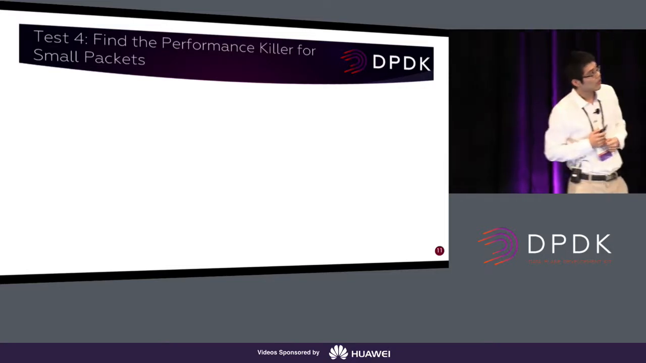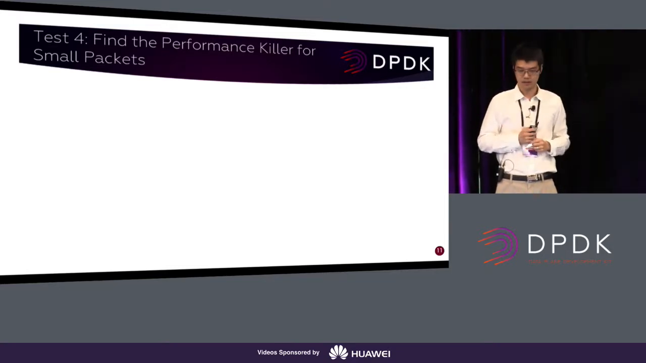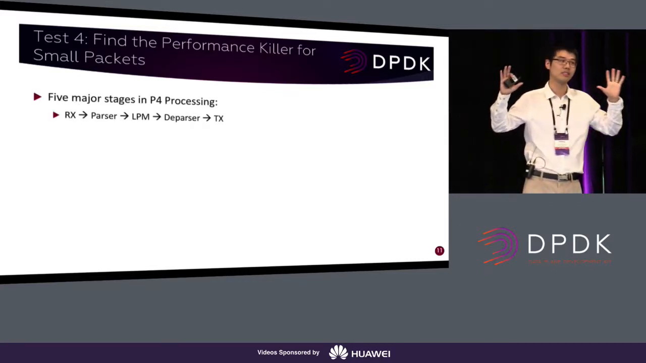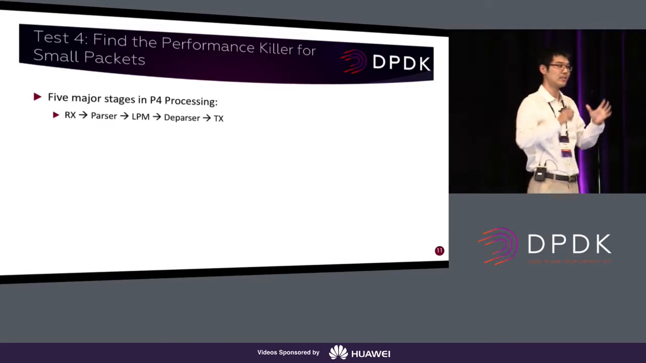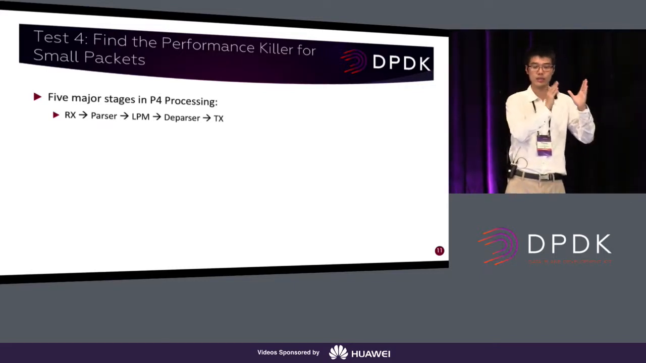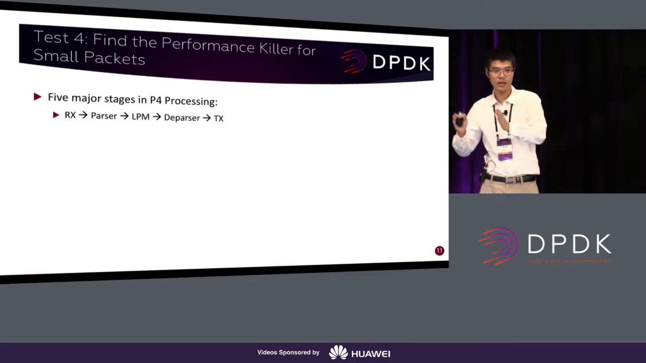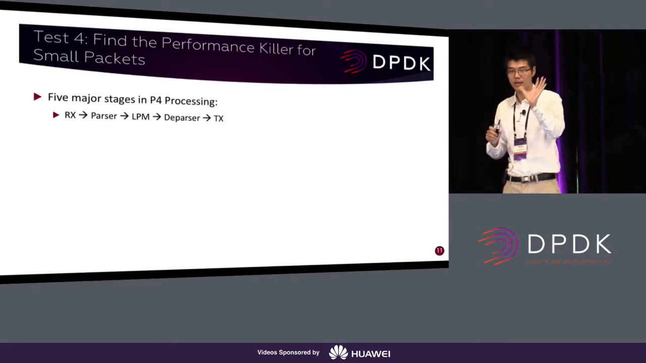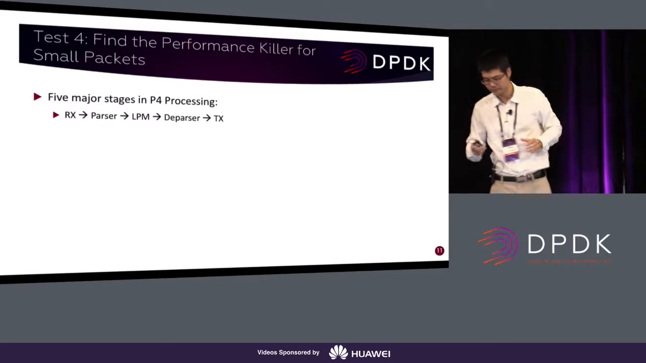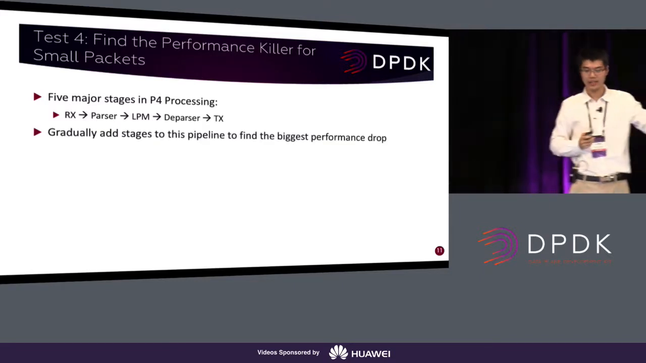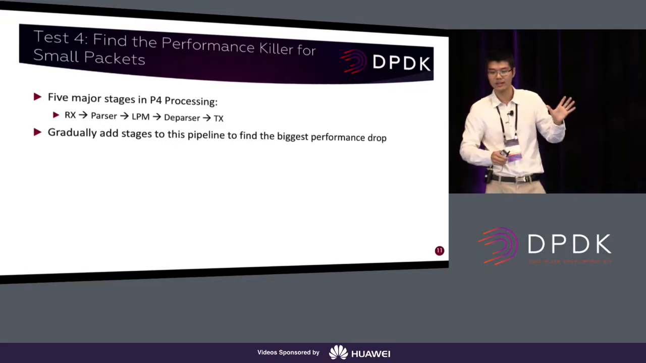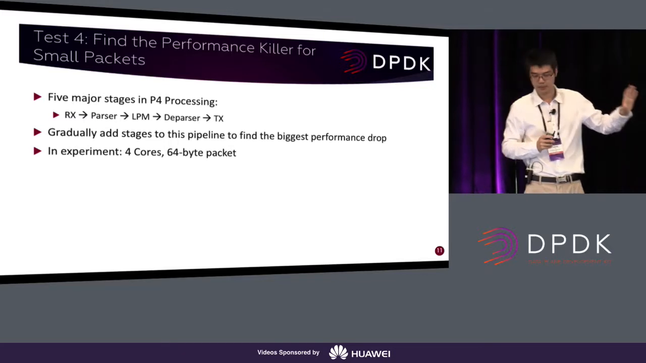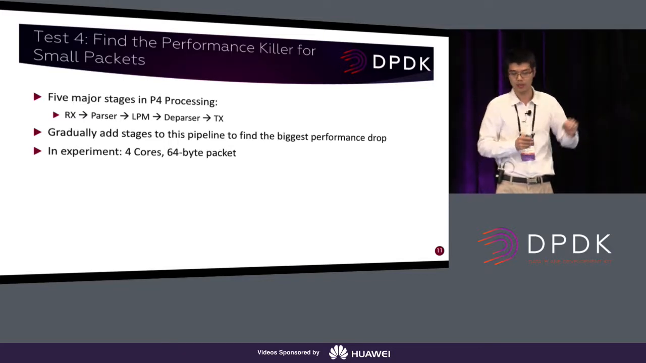In this test, we want to figure out the performance scalar for small packets. So in the P4 processing code base, we divide the code base into 5 stages, okay? From receiving to parser to the pipeline processing to deparser and transmission. And we gradually add stages to the pipeline so that we can find the biggest performance drop. And in this experiment, we run 4 cores with the small size packets.